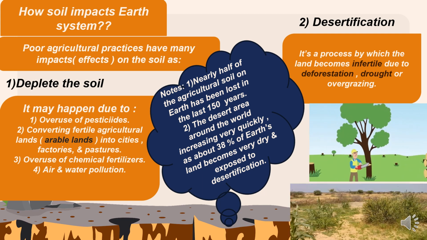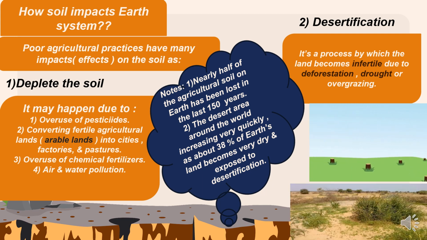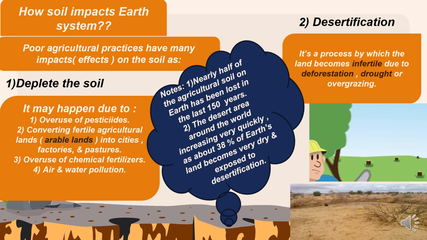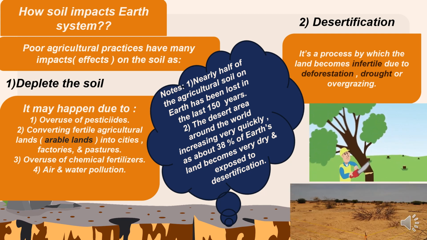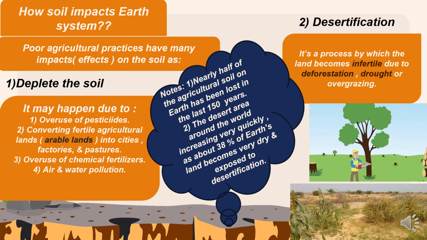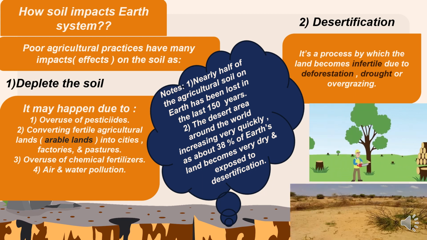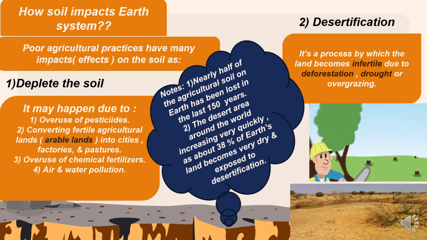As all of us already know, nearly half of the agricultural land or soil on earth has been lost in the last 150 years. As the desert areas around the world, unfortunately, are increasing very quickly, about 38% of the earth's land becomes very, very dry because of desertification.